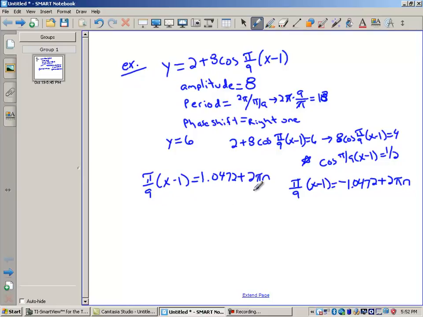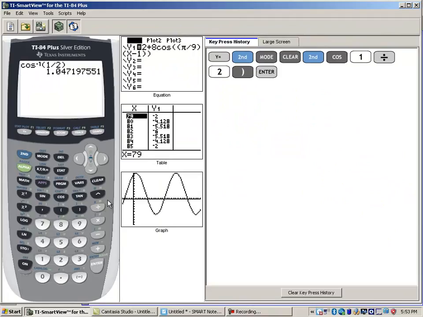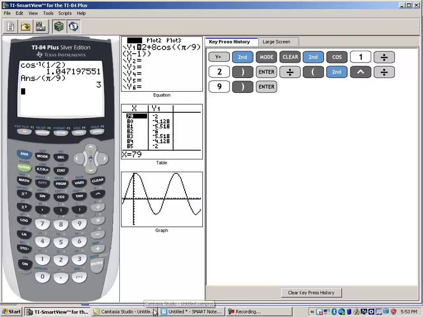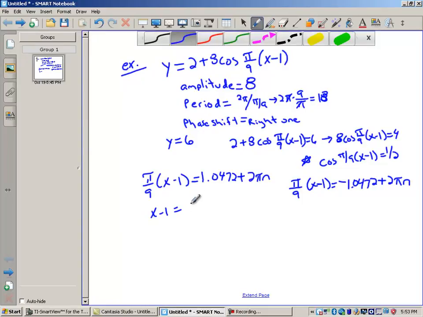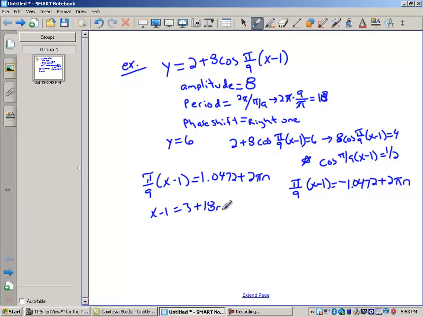We're going to divide both sides by pi over 9. So I'll have x minus 1 equals, so I need to do this divided by pi over 9 on the calculator. And that is 3. And then 2 pi divided by pi over 9, I think we already know what that is. That's 18. That works out to be our period, plus 18n.